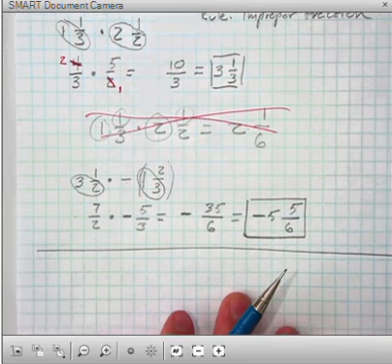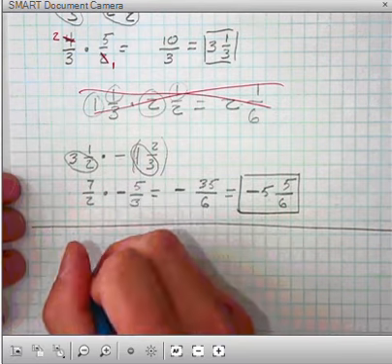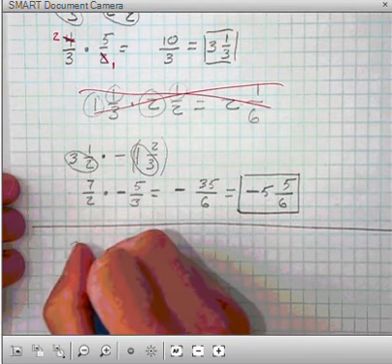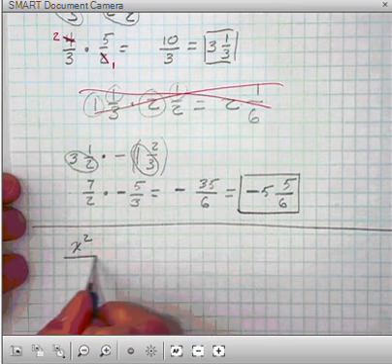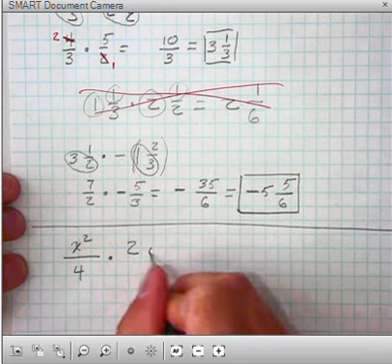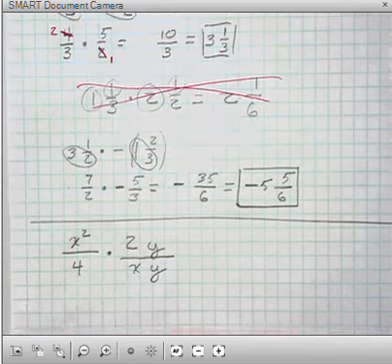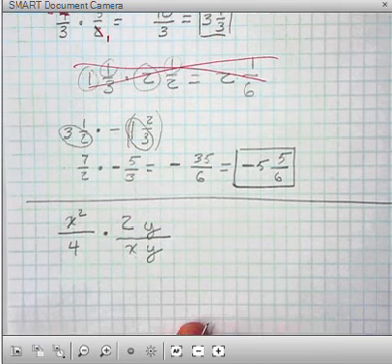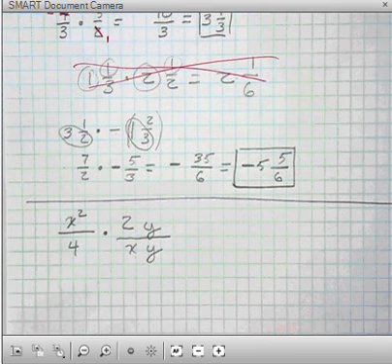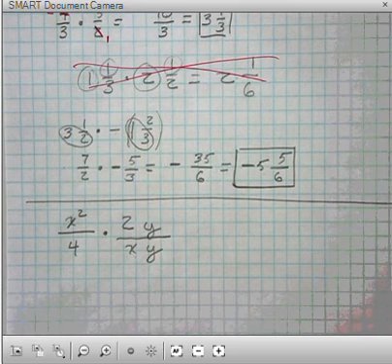Now for the algebra. This is the part you've been waiting for. X squared over 4 times 2y over xy. What does x and y mean? They're variables. And the nice thing about the algebra is we solve this the exact same way we solve the stuff up top, except for now instead of dealing with numbers, it's just letters.